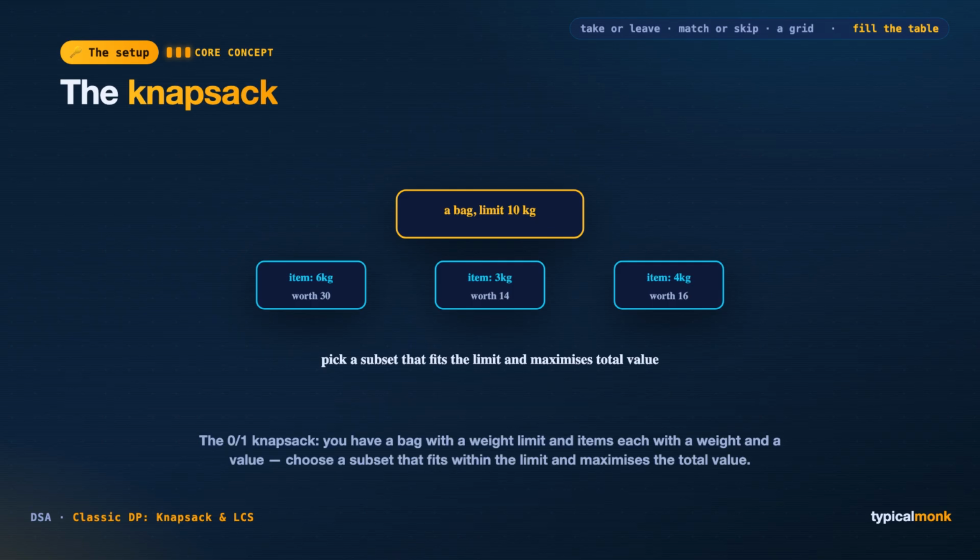So the takeaway: the 0-1 knapsack gives you a bag with a fixed weight capacity and items each having a weight and a value, and asks for the subset that fits within the capacity while maximizing total value, with a binary take-it-or-leave-it choice per item. The exponential number of subsets is why we solve it with dynamic programming rather than brute force.